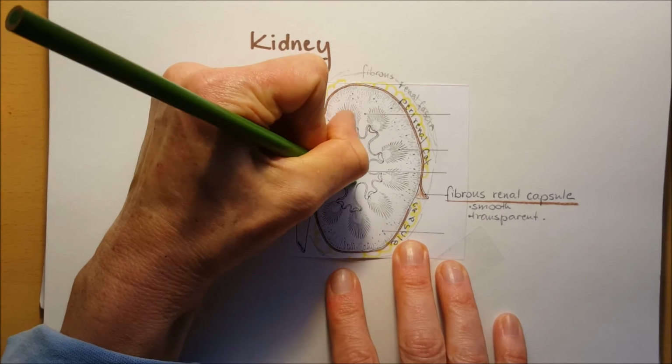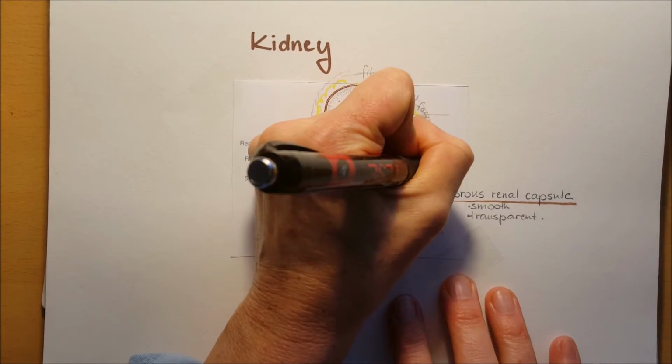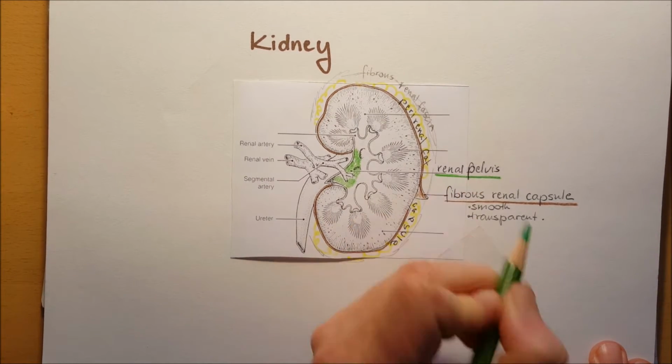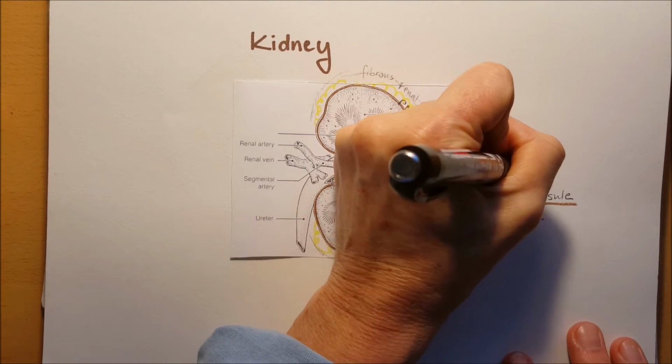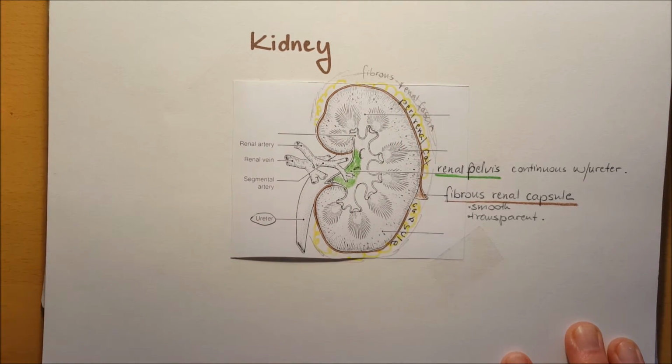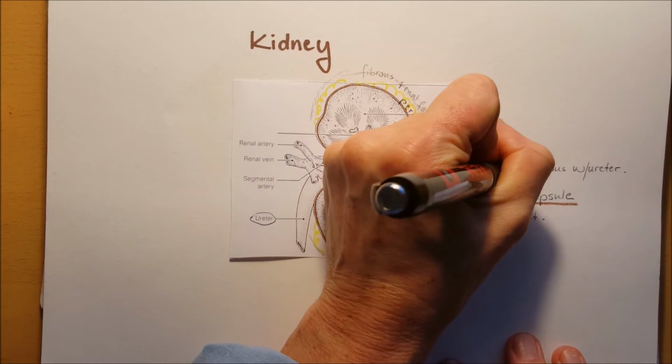Now, the green structure medially, we are in the medial segment, is the renal pelvis that goes in with continuation to the ureter, and the kidney stone can form here.